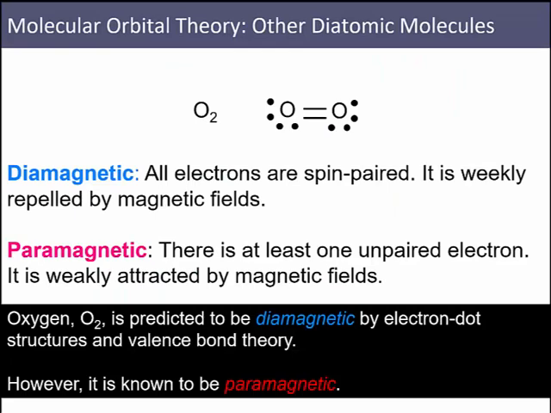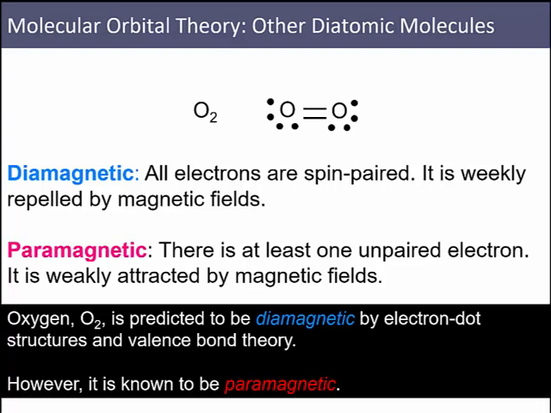Let's take a quick discussion into molecular orbital theory and explaining diamagnetic versus paramagnetic. All right, so if we take oxygen, O2, by itself, we have two definitions. One is diamagnetic, which means all our electrons are spin paired. That's going to be something that is weakly repelled by a magnetic field. Something that is paramagnetic has unpaired electrons, so it is going to be weakly attracted by a magnetic field.